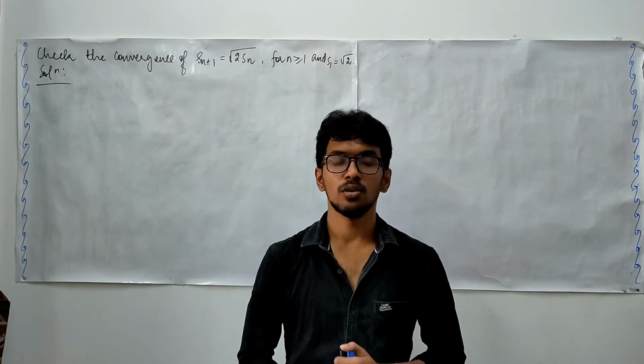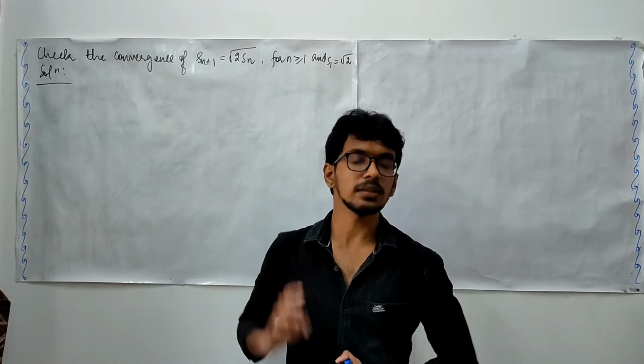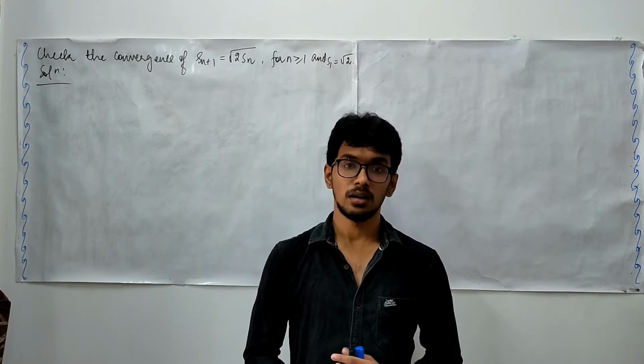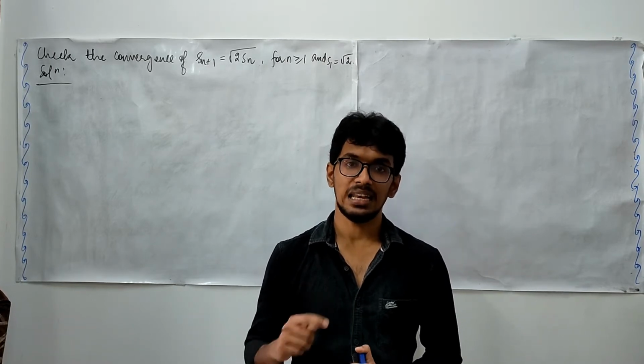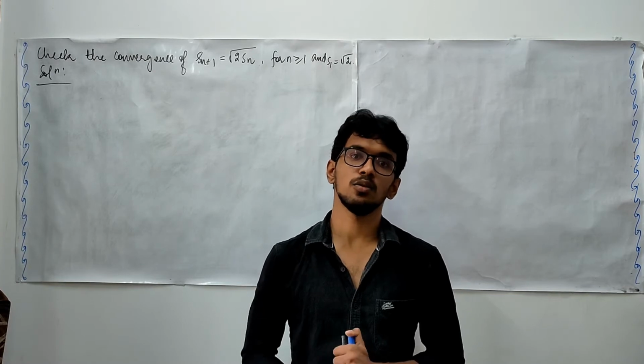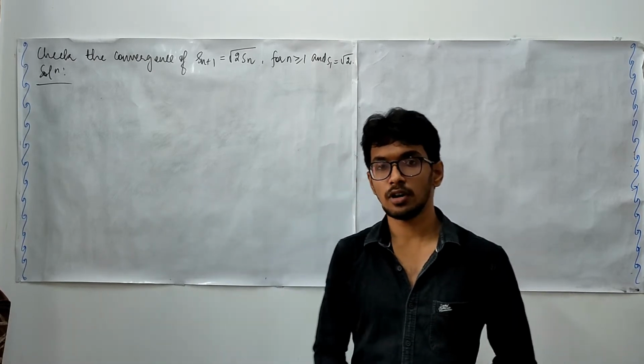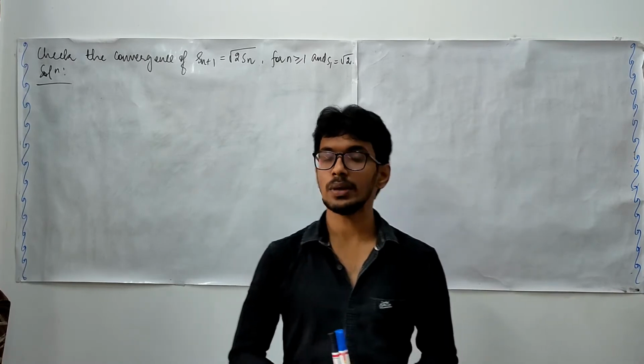Next, we are going to check the convergence of the sequence. Sn plus 1 is under root 2 times of Sn, and S1 is under root 2. Okay. For the rest of the values, it is defined in this form. We are going to check the convergence of this particular sequence.